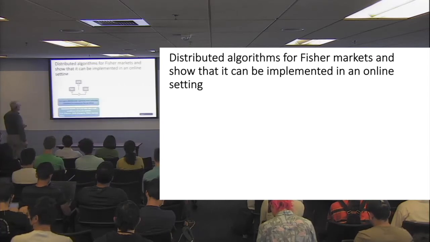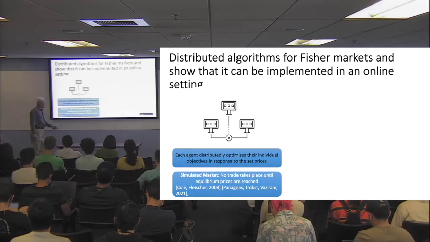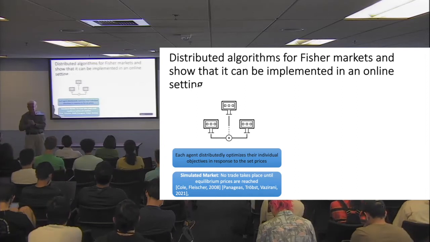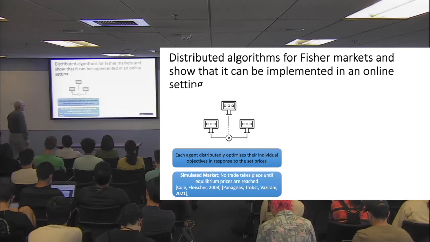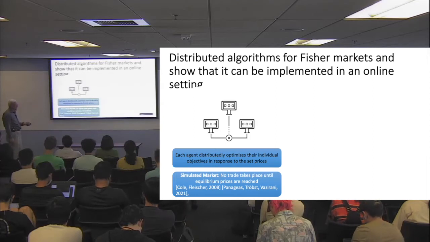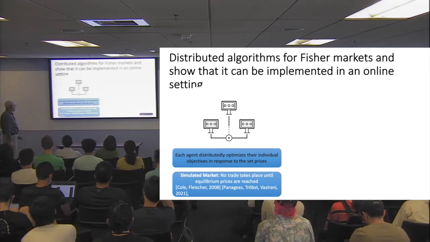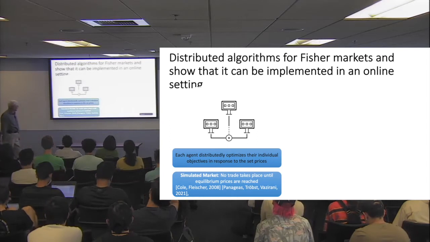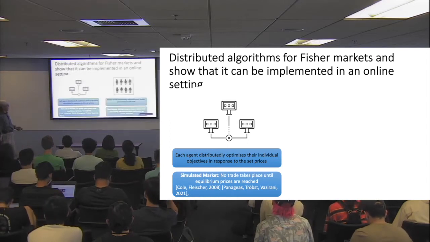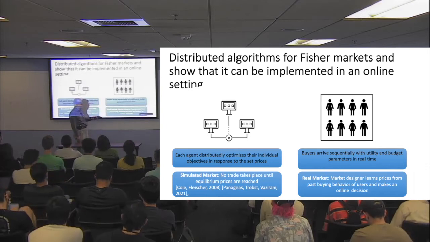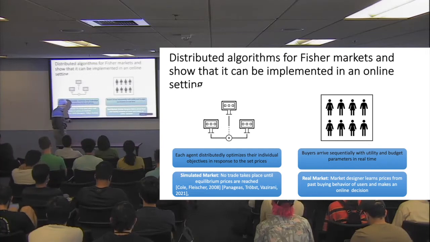Okay, so each agent optimizes individually in response to the prices. We iterate on the prices to try to reach that equilibrium. Usually this is called a simulated market. No trade actually takes place. We just use it as an algorithm to compute equilibrium prices. Many papers have invented such algorithms. In this case, you can pretend the buyers arrive sequentially with their utility and budget, and we just observe what they buy. But this is for the simulated market.